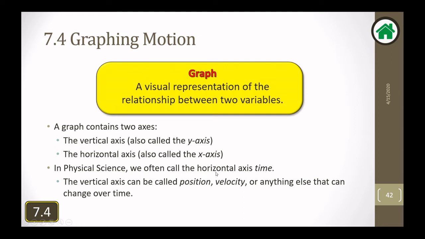Now, you're probably used to labeling graphs with the x-axis being the horizontal axis and the y-axis being the vertical axis. In physical science, we will usually call the horizontal axis time, and then the vertical axis can be anything that changes over time. So, for example, position or velocity. If you're accelerating, then your velocity is changing over time, and if you're just moving, then your position is changing over time.